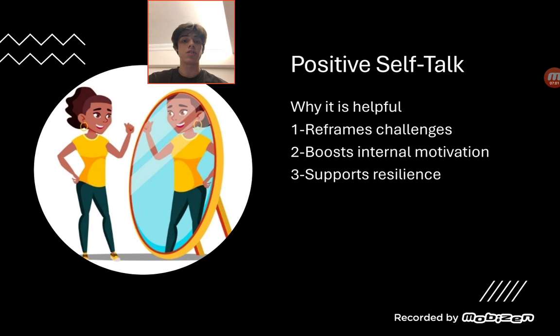To boost internal motivation, use encouraging language like I'm capable, this effort will pay off, or I can definitely do this. These kinds of things strengthen your internal drive, making it easier to persist even when the task is extremely hard. Three, it supports resilience. When setbacks happen, self-talk like mistakes help me learn, or mistakes help me grow into a better version of myself, keeps you from giving up and supports long-term goal pursuit.